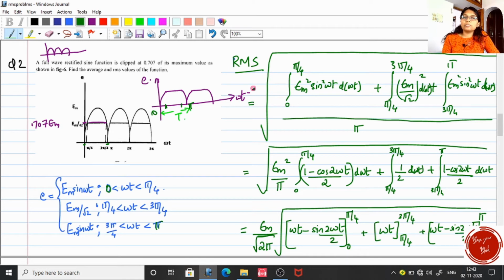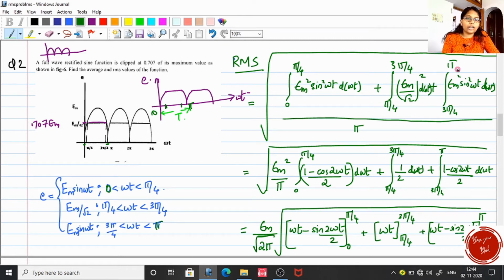So finding RMS means first you need to square it. So we have to square individual functions, that is Em square sin square omega t, Em by root 2 the whole square, and Em square sin square omega t in the corresponding limits, that is 0 to pi by 4 Em square sin square omega t d omega t, next pi by 4 to 3 pi by 4 it is Em by root 2 the whole square, and later 3 pi by 4 to pi it is Em square sin square omega t. Fine. So we have squared it and we have to take the mean. Taking mean means integrating divided by the time period.